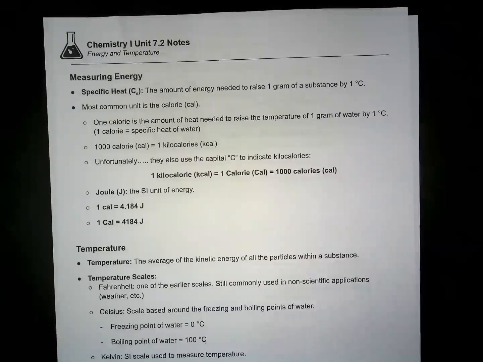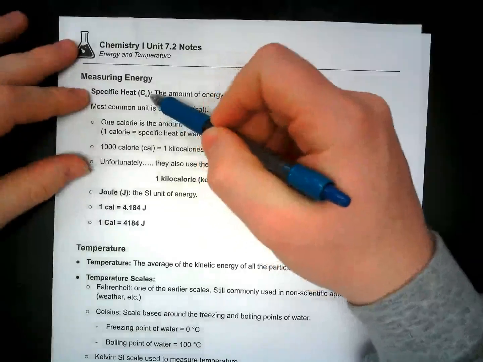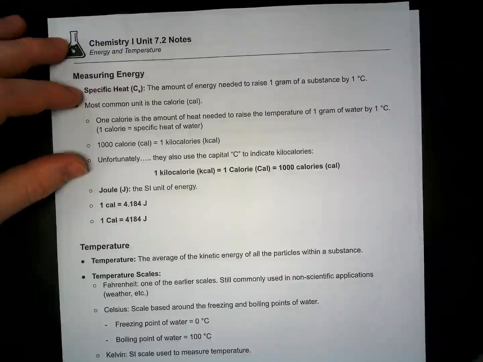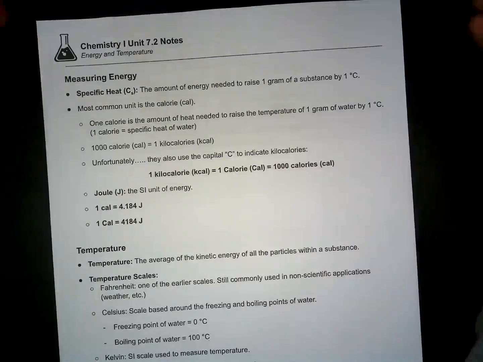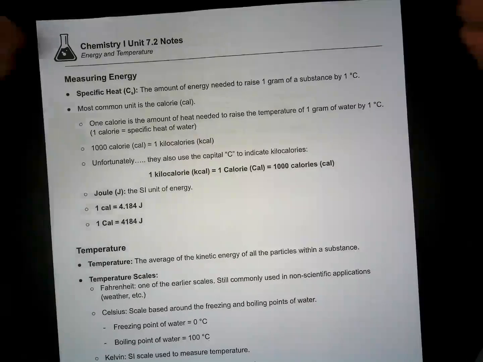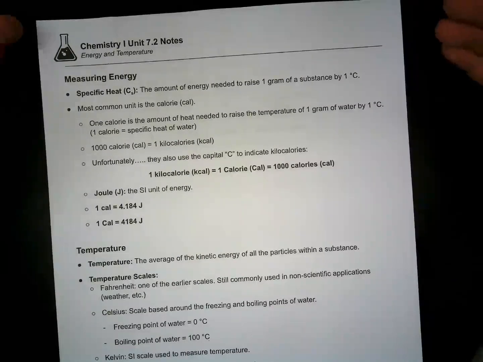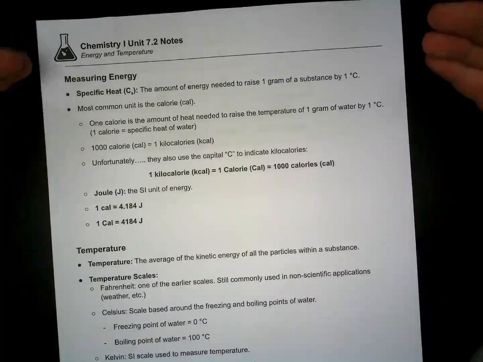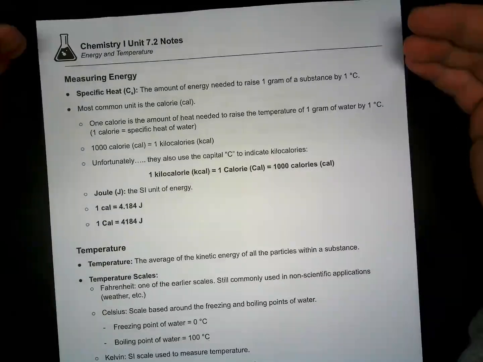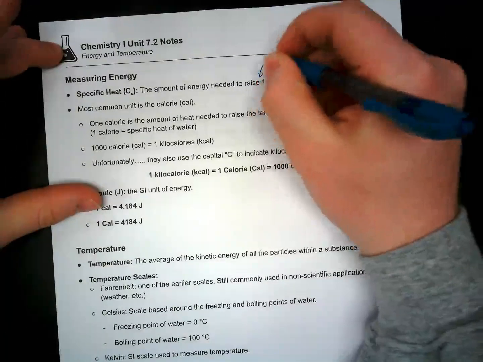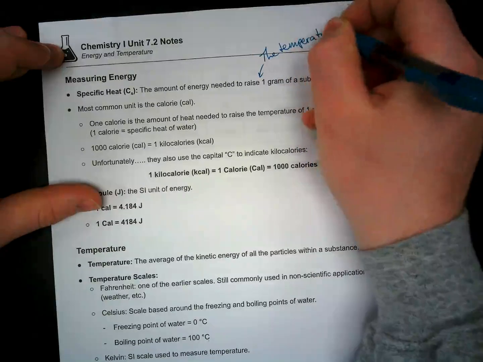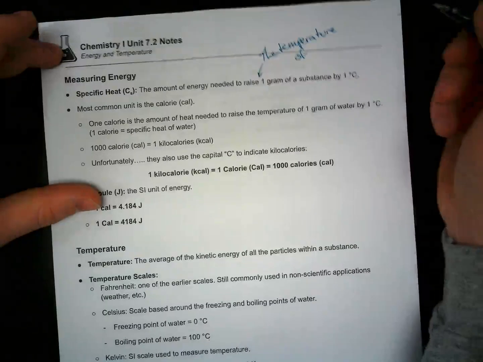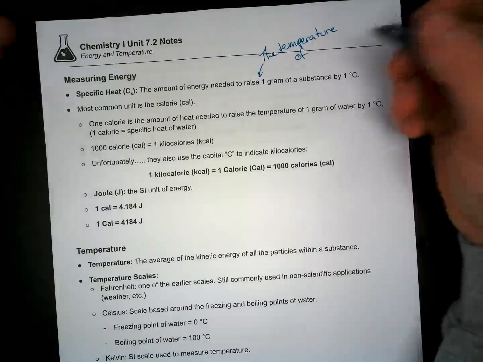There's this thing that we call specific heat, and we label it with C sub S. Specific heat refers to the amount of energy needed to raise the temperature of 1 gram of a substance by 1 degree Celsius.